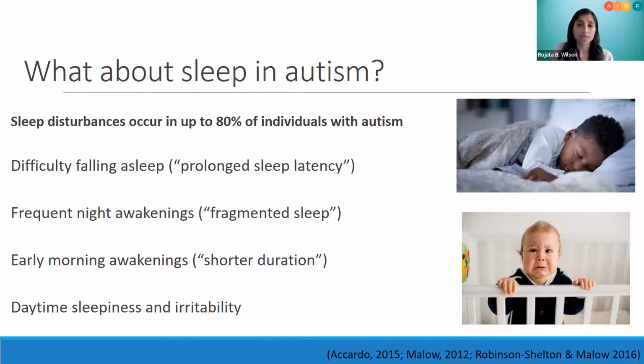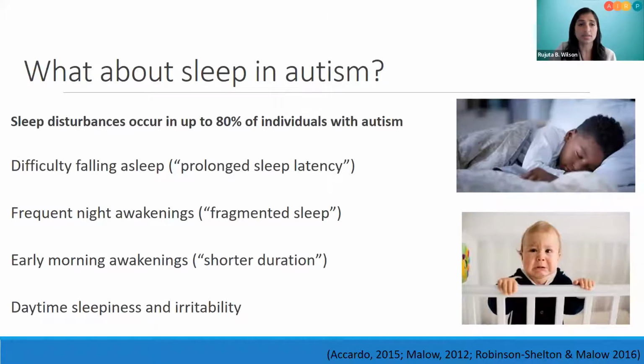So sleep disturbances occur in up to 50 to 80% of individuals with autism. And that's a very high number when we think about all the individuals that we're taking care of and all the individuals that we're seeing in the clinic, and the importance that we'll talk about later on in terms of screening.